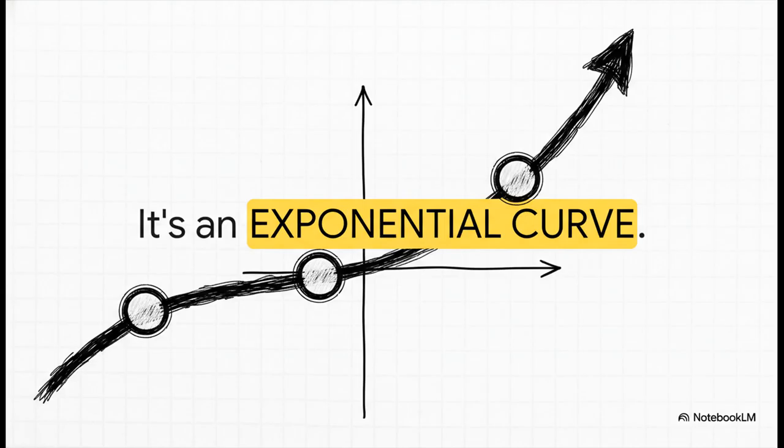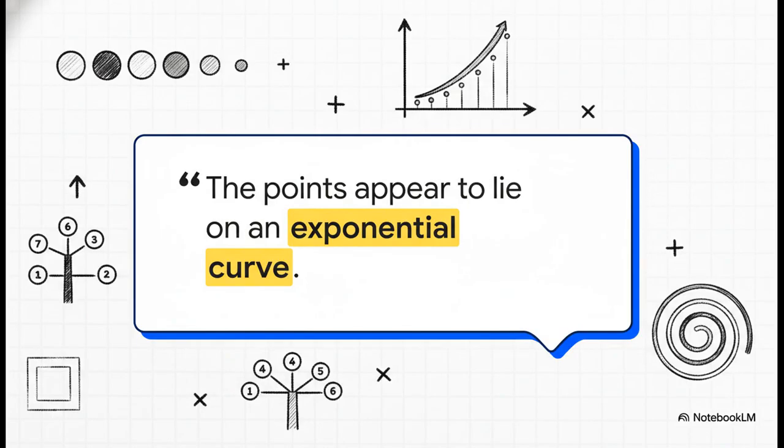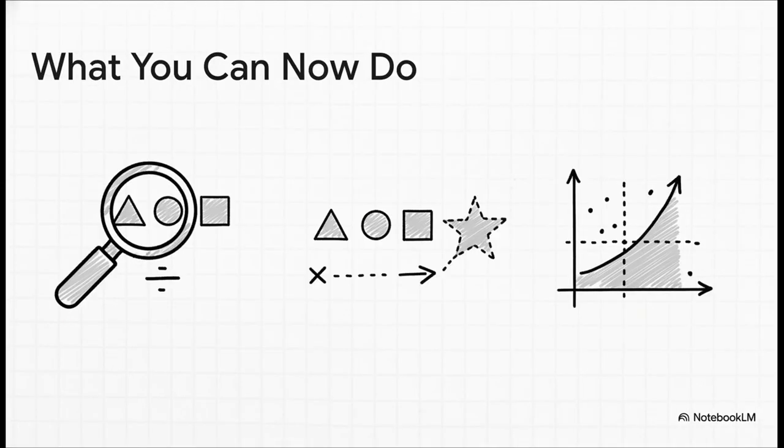That's the name for it. It's not straight at all. It's a curve that either shoots up or dives down faster and faster. This swooping shape, it's like the visual fingerprint of every single geometric sequence. You know, the source material says it perfectly. The points appear to lie on an exponential curve. And that's really the big aha moment here. Every single one of these sequences, this pattern of just multiplying over and over, has this beautiful, elegant curve hiding inside it.